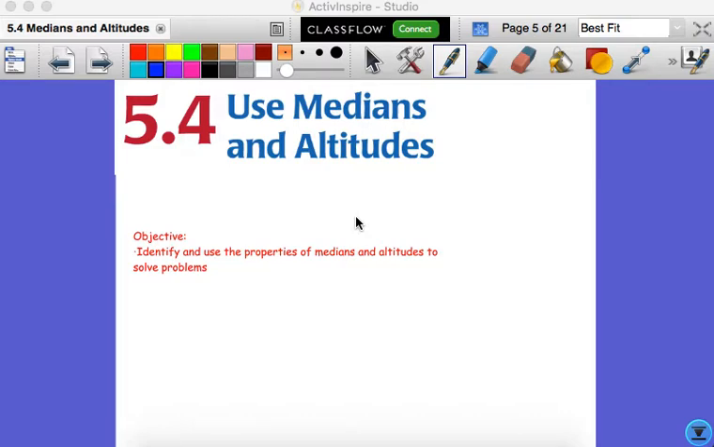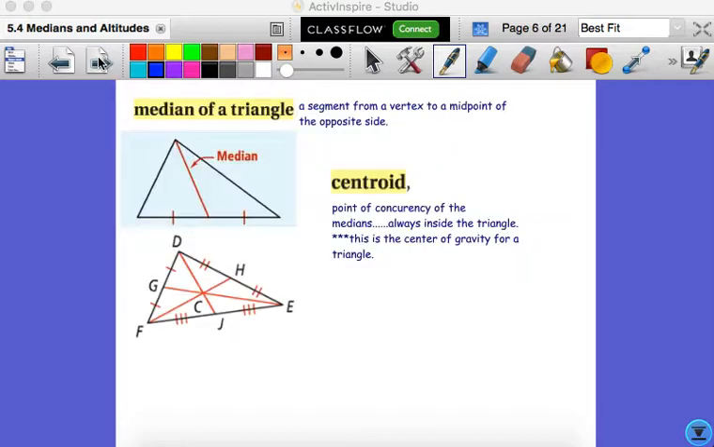Today we're going to look at medians and altitudes, their properties, and how we can use that to solve problems. So to start, a median of a triangle is a segment from a vertex to the midpoint of the opposite side. So those are our key components. It's got to connect a vertex to a midpoint.